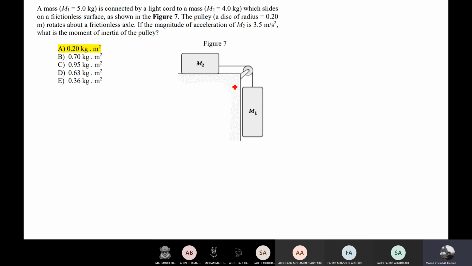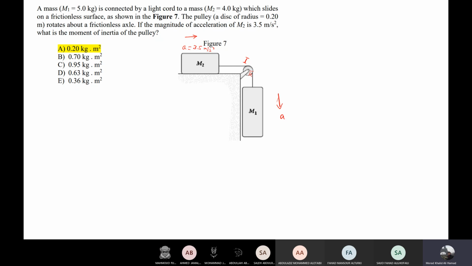Here we have the given data. M1 is given, M2 is given, R of this pulley, this is the R. The acceleration is given as well, equal to 3.5 meters per second squared. If you assume the acceleration in this direction, then the pulley will accelerate in this direction as well. We are looking for I for this pulley.